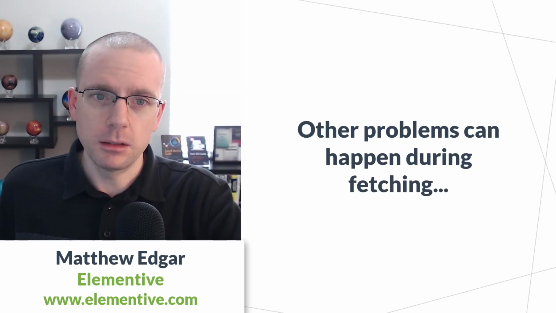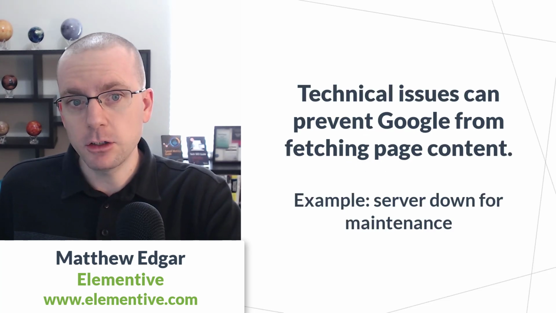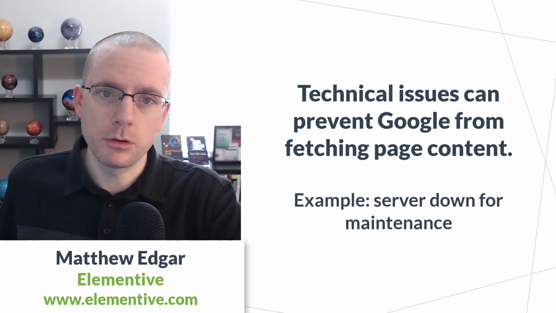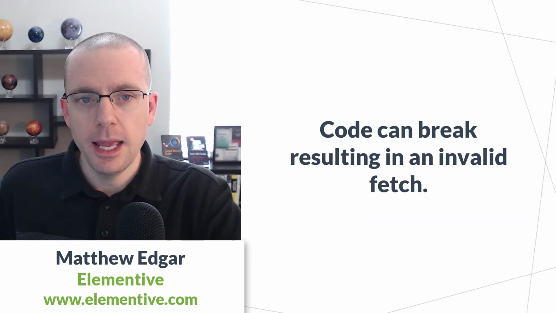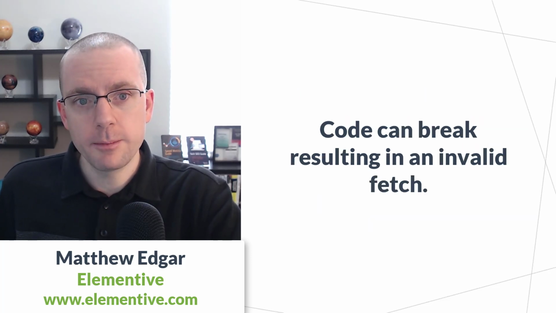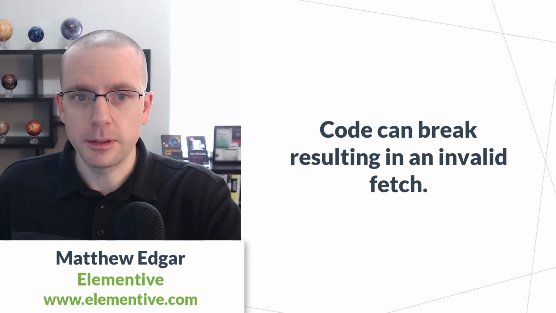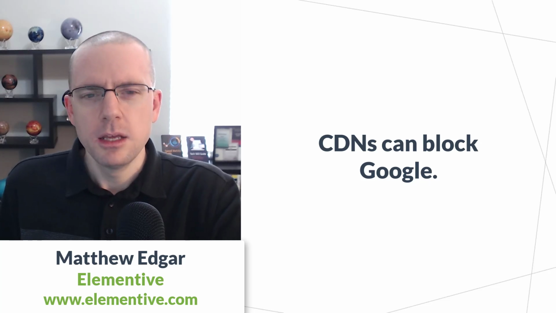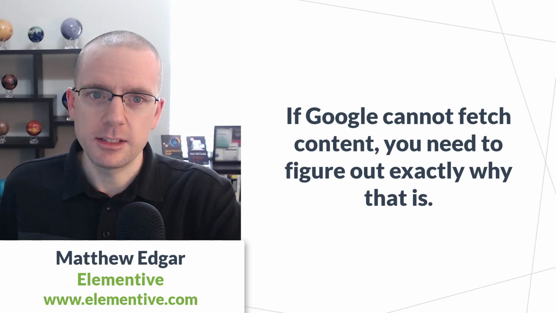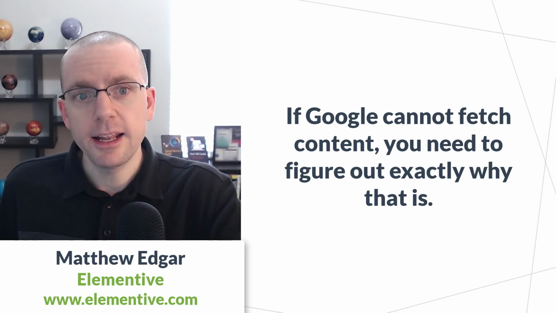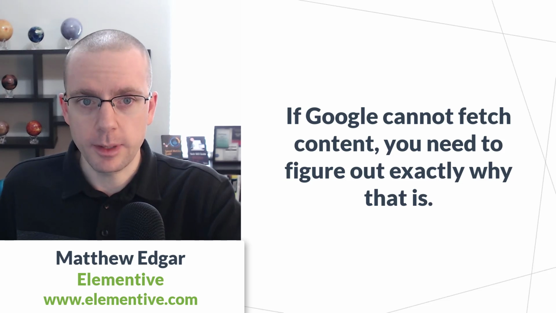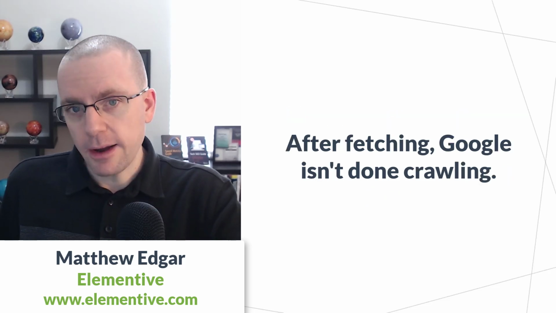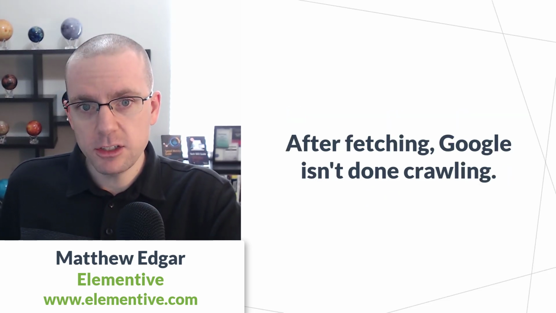Sometimes other things go wrong with fetching content from a page. There might be a technical issue that comes up. For example, your server might be down for maintenance and Google would be unable to access content from your page. In other cases, there might be a glitch or problem with your website's code that isn't working properly for Google. Sometimes CDNs can accidentally block Google from accessing your website. So if Google's unable to fetch content from your website's pages, you want to step through and look at how Google is able to access pages on your website and make sure there are no technical problems preventing them from doing so.